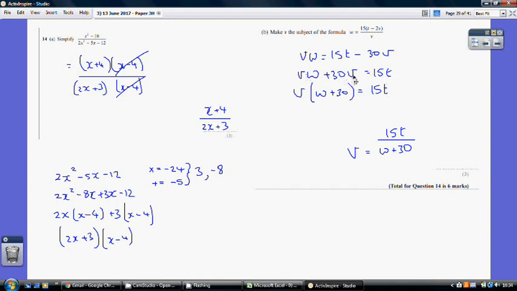I can then factorize the left hand side, so I can isolate the v. So I've no longer got the v cropping up twice, I've now just got v on its own. And then I can just divide through by w plus 30. So v equals 15t over w plus 30.